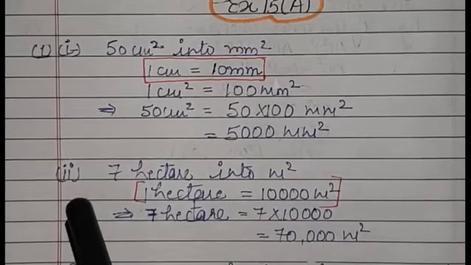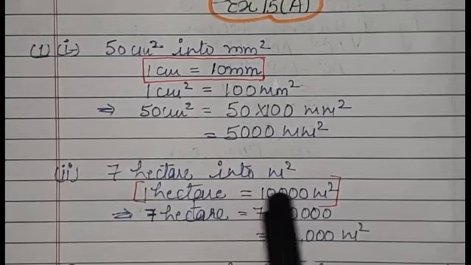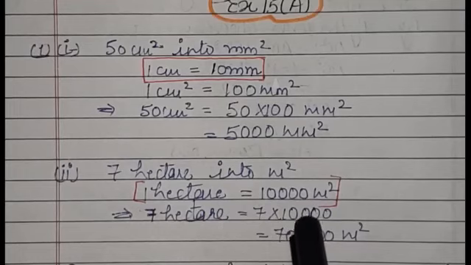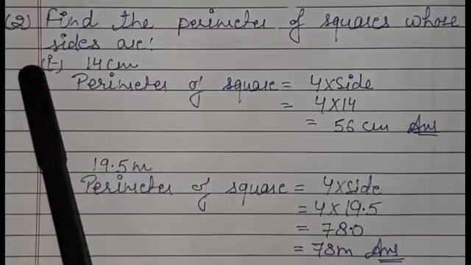Similarly, the second part, 7 hectare, we have to convert into meter square. And we know that 1 hectare is equal to 10,000 meter square. Then what about 7 hectare? 7 hectare is equal to 7 into 10,000, 70,000 meter square. Now come to sum number 2.